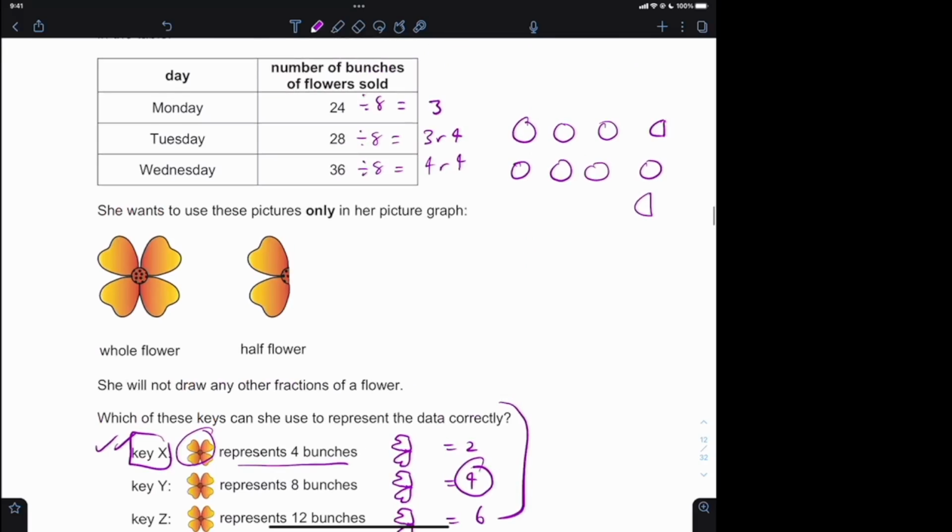Alright, half flower being 4. Okay, so as long as the remainder is the same as the half flower, that's fine. So 8 works. So key y is also working. Alright?